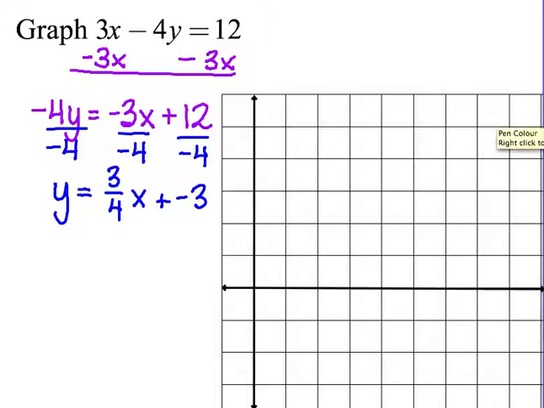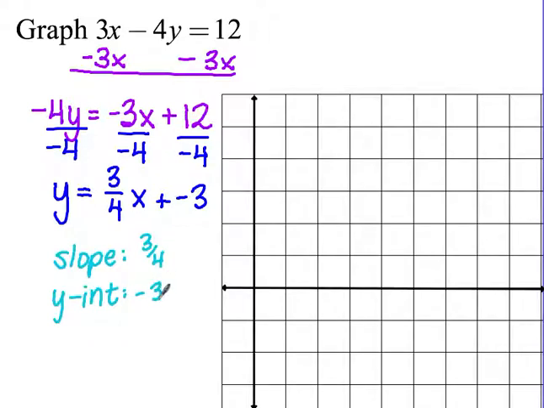So let's identify. What's my slope? 3/4. What's my y-intercept? -3. So where do I start? -3. So I put a dot at -3. What do I do next?